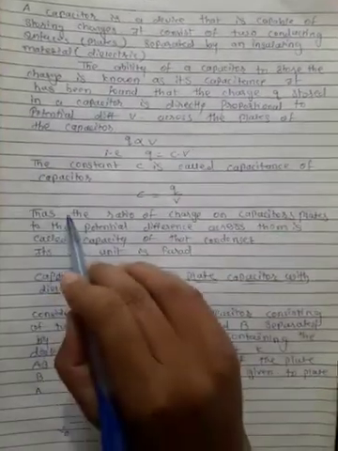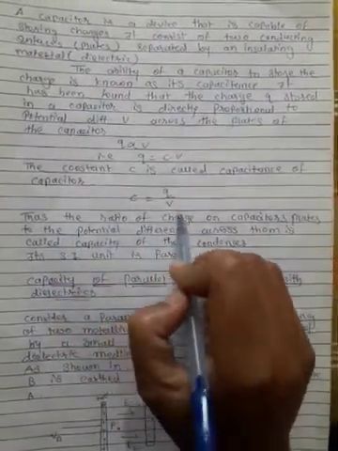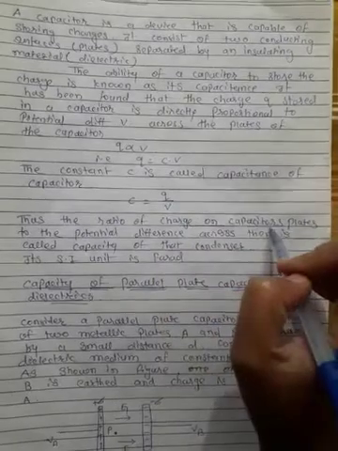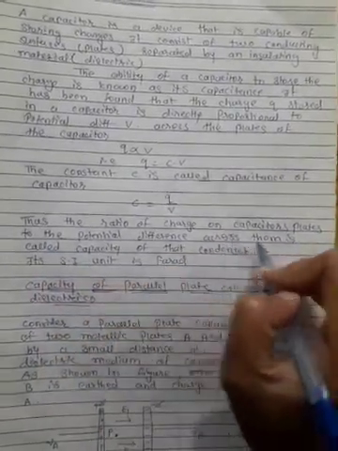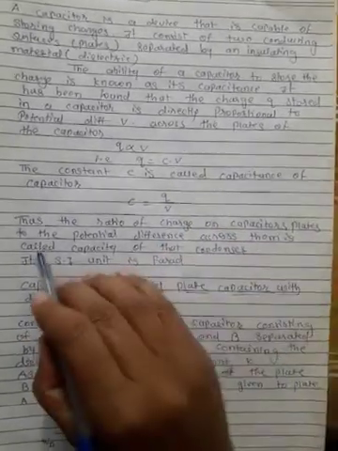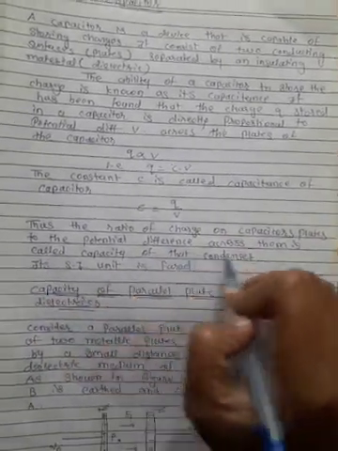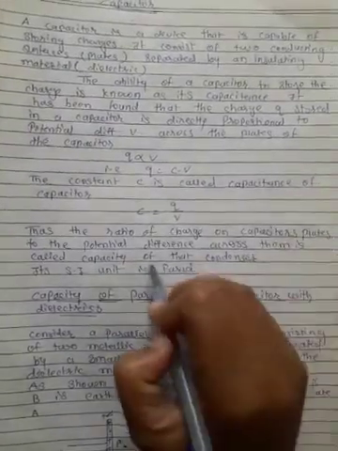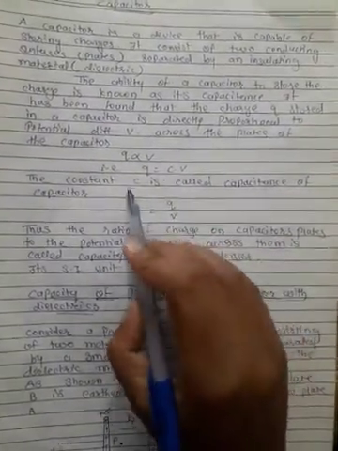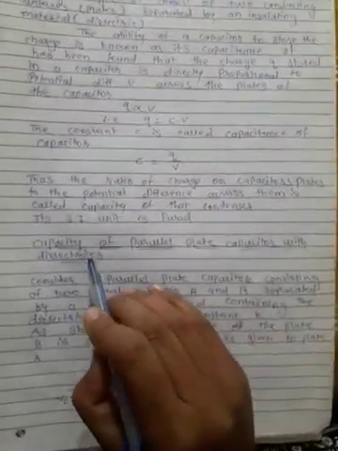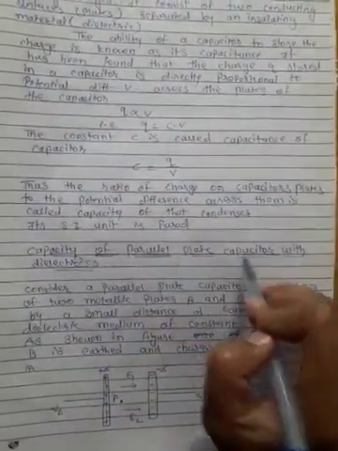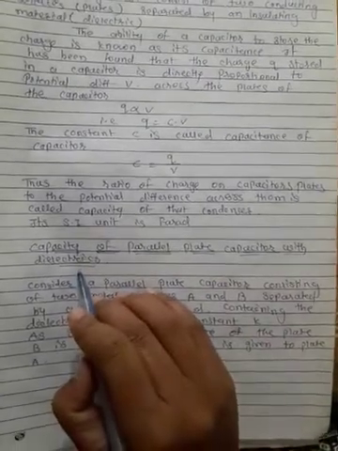Thus, the ratio of the charge on the capacitor plate to the potential difference across them is called the capacity of that condenser, and the SI unit of this capacitance is the farad. The next topic is the capacity of a parallel plate capacitor with a dielectric.